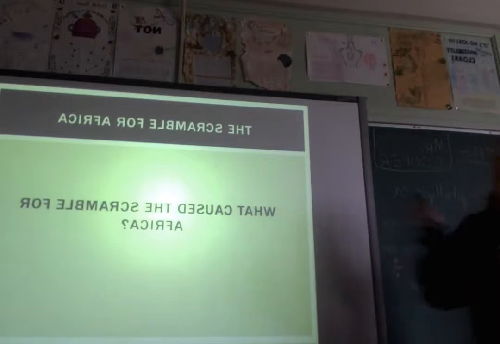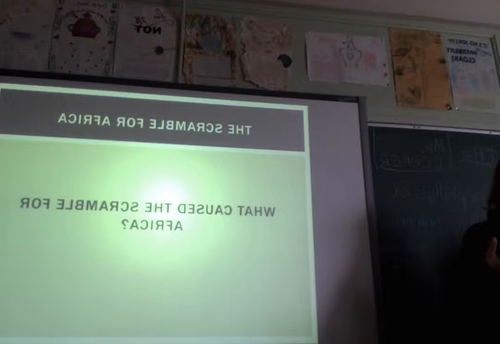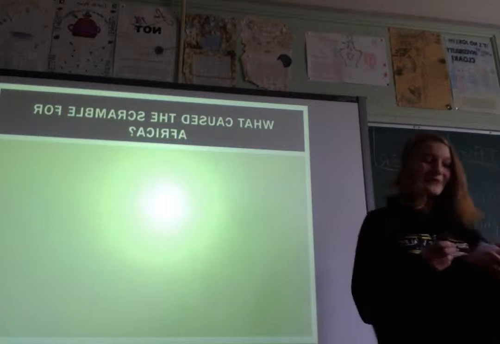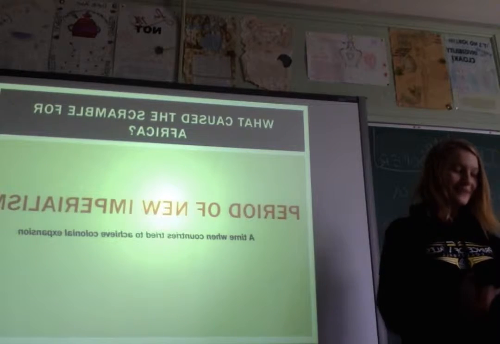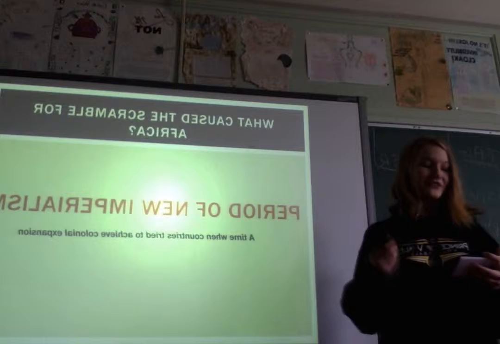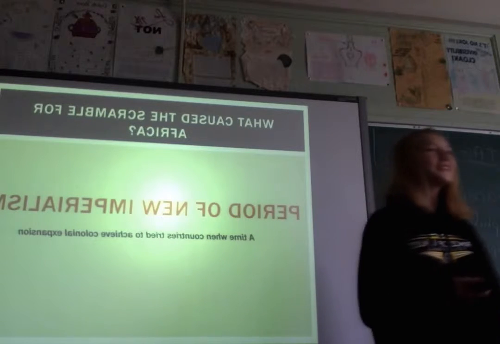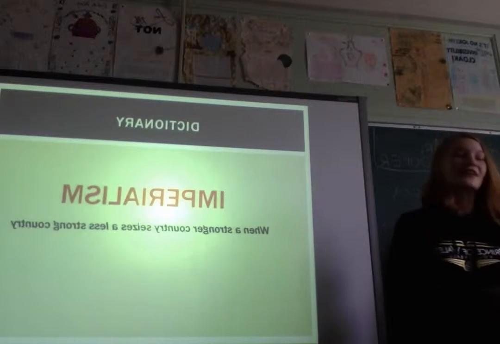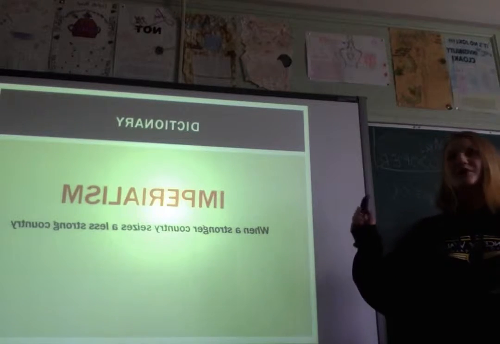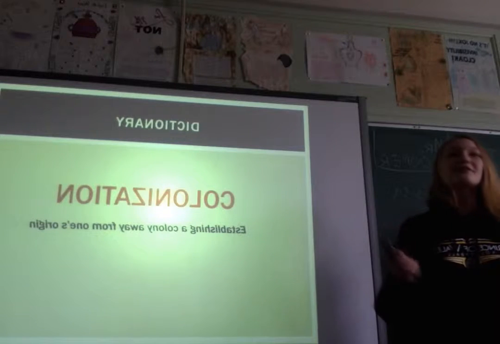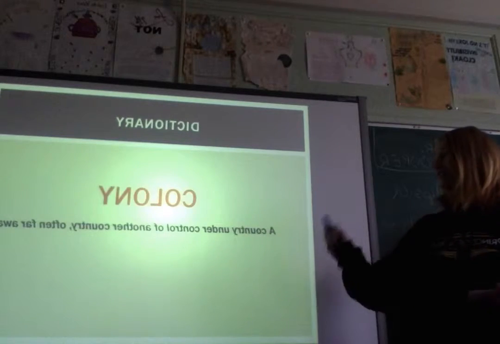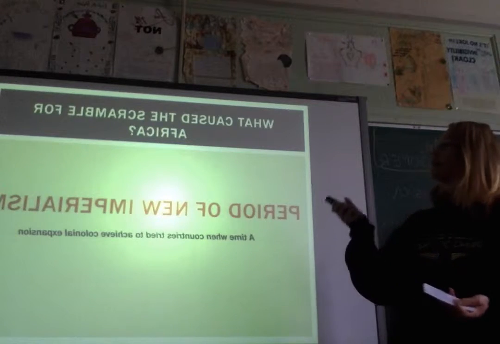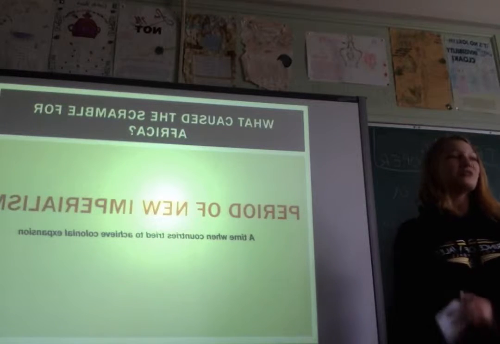Okay, so I'm going to talk about what caused the sudden scramble. Why were all these European nations quickly coming into Africa? Well, one of the things that led to it was a period of new imperialism, a time when countries were trying to achieve colonial expansion. A word you're going to hear a lot in our presentation is imperialism, which you learned about in the other presentations, but it's when a stronger country seizes a less strong country. Another word is colonization, which is establishing a colony away from one's origin. And lastly, a colony is a country under the control of another country, often far away. So again, something that caused the scramble for Africa was a period of new imperialism.